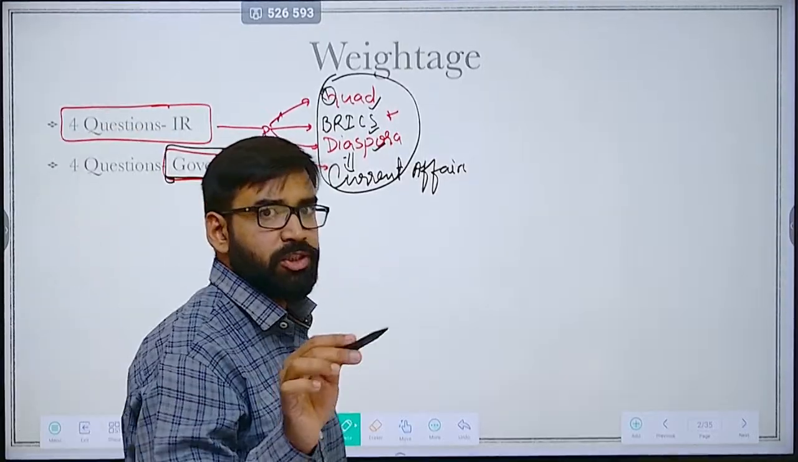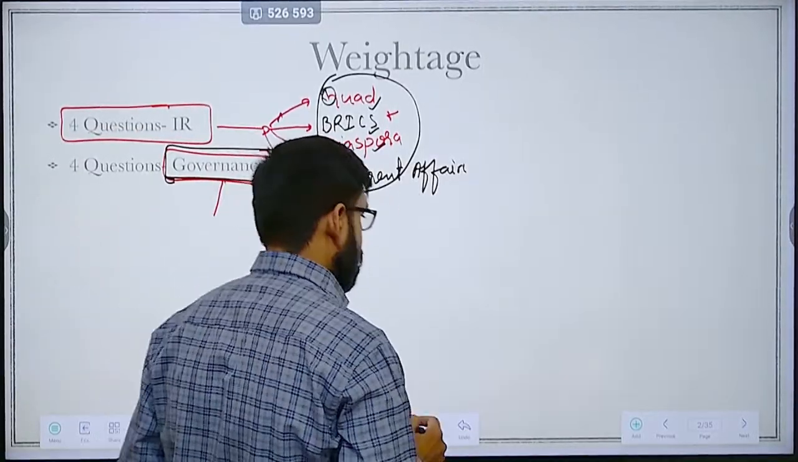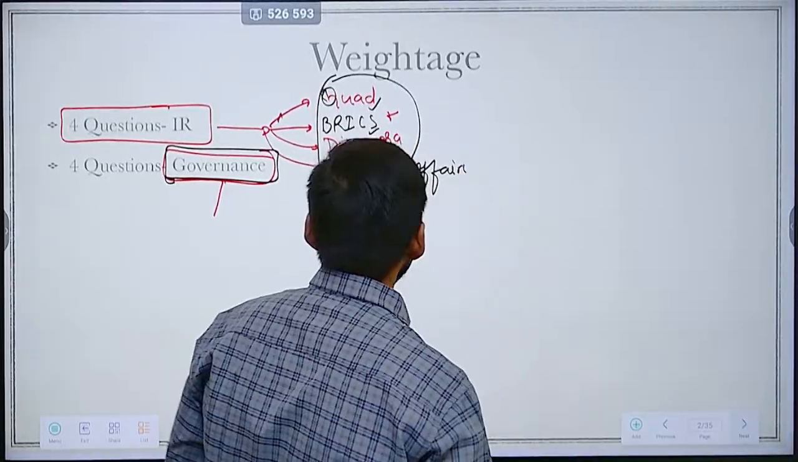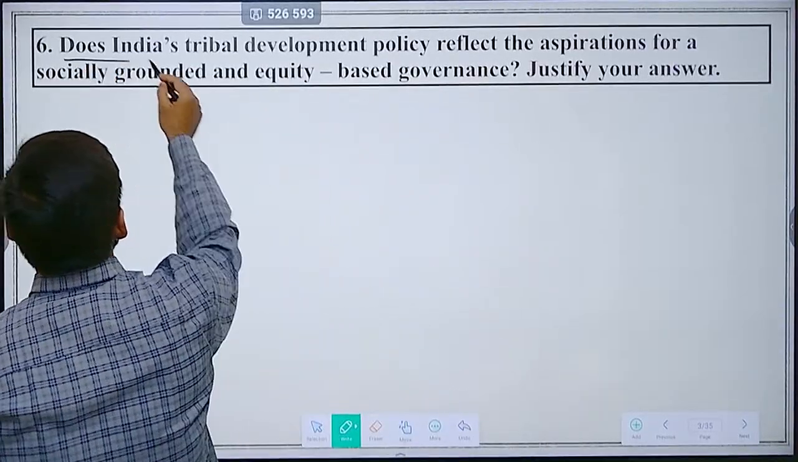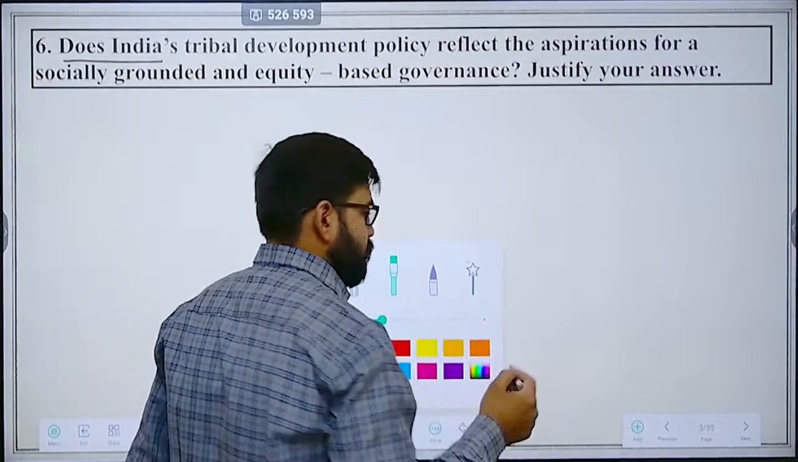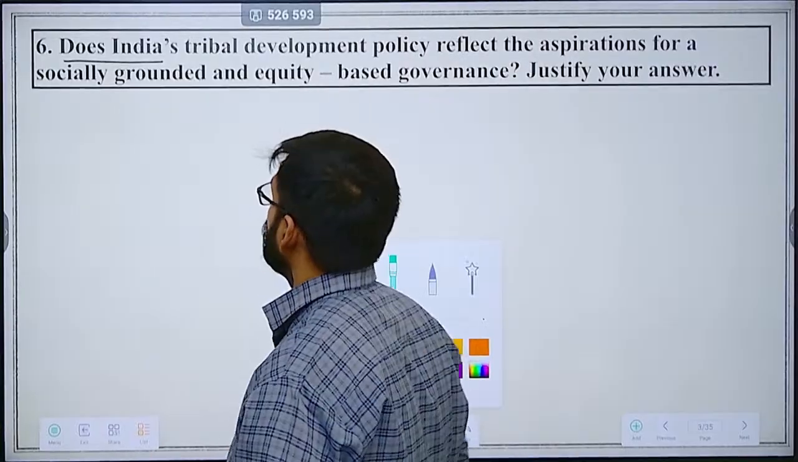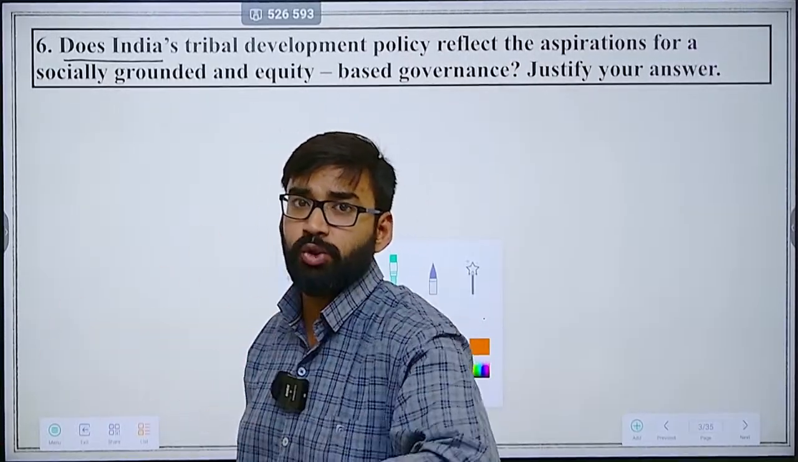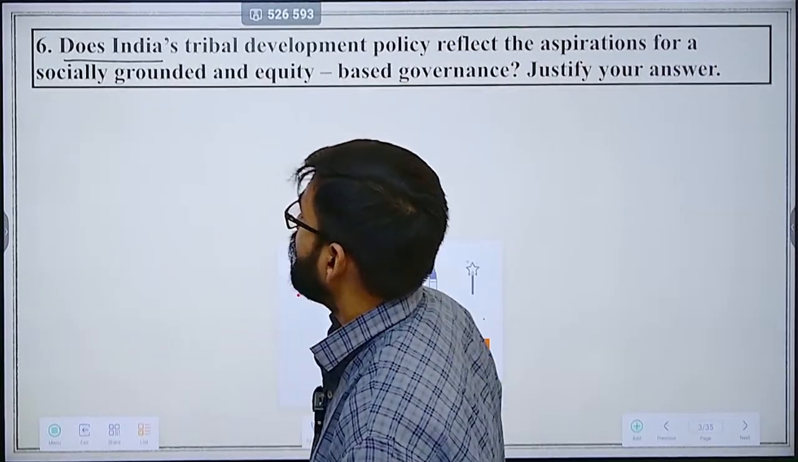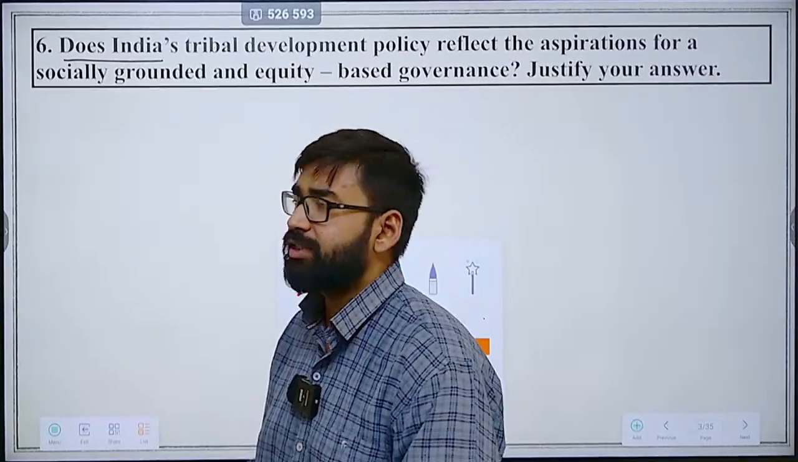Now what are the questions with respect to governance? The first question, as you can see here, is the 6th question, which means polity's weight was more. Yes, that is true. And 3 questions are also from social justice. So we are going to discuss governance and IR.